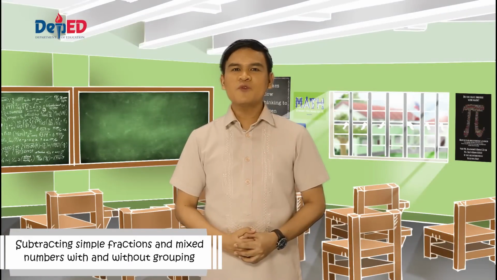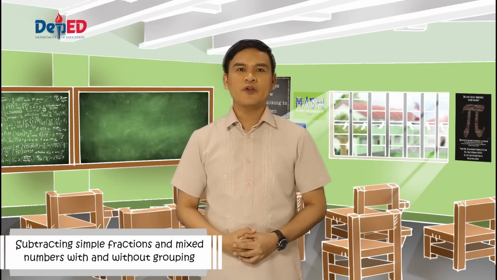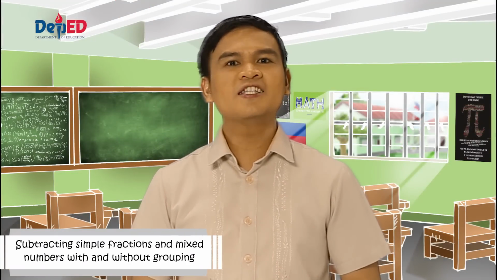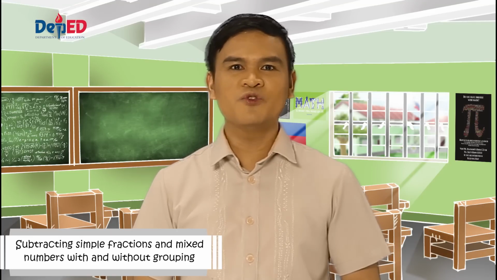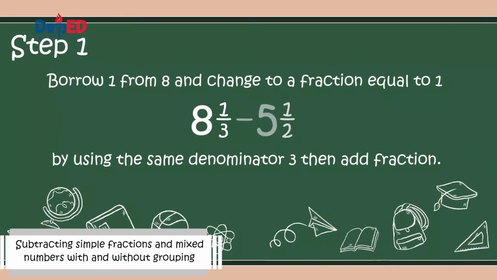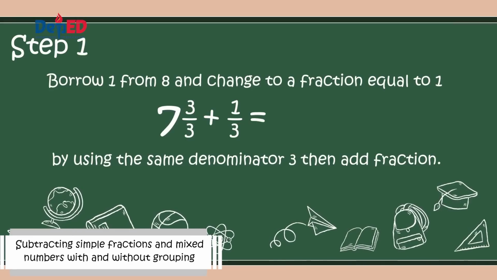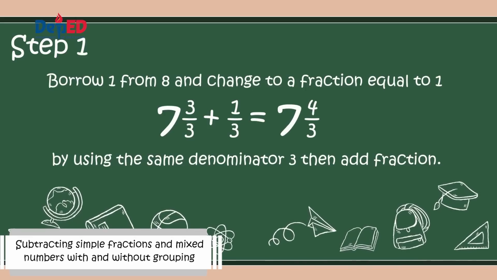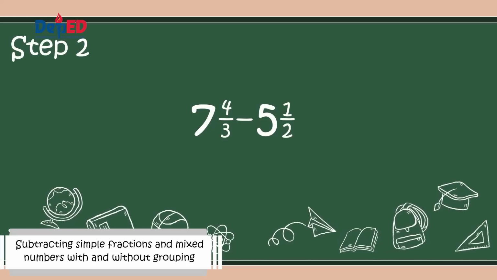Now, what if subtracting mixed numbers with regrouping? 8 and 1 third minus 5 and 1 half. Regrouping will be used when the fraction in minuend is smaller than the fraction in subtrahend. Step 1. Borrow 1 from 8 and change to fraction equal to 1 by using the same denominator 3. Then add fraction 1 third. We have now 7 and 3 thirds plus 1 third equals 7 and 4 thirds. Subtract it now to 5 and 1 half.